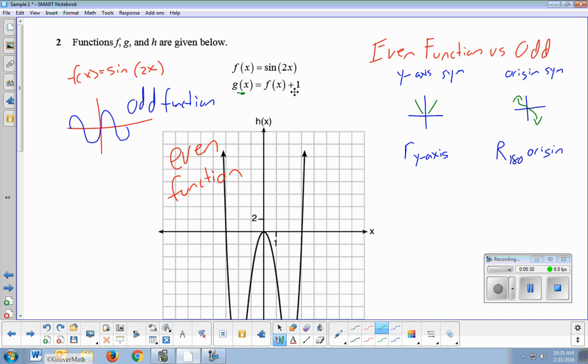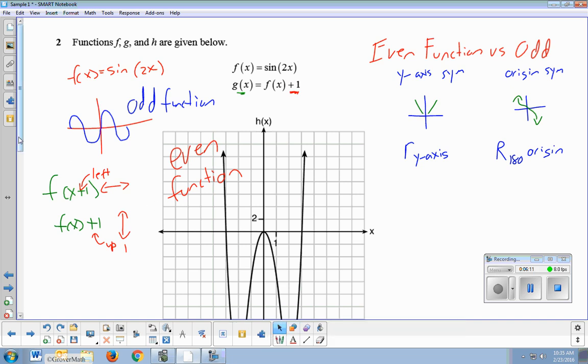And this has to do with our transformations. Remember, there's a difference between f of x plus 1 and f of x, plus 1. The inside, this is your side-to-side transformation. And remember, plus inside means left, minus would mean right. And the outside plus or minus 1 or any number is your up-down. And the plus 1 here means up 1. So what they're saying is that we're going to take the sine 2x and move it up 1. That's what g of x is. So that would be this graph shifted up 1.